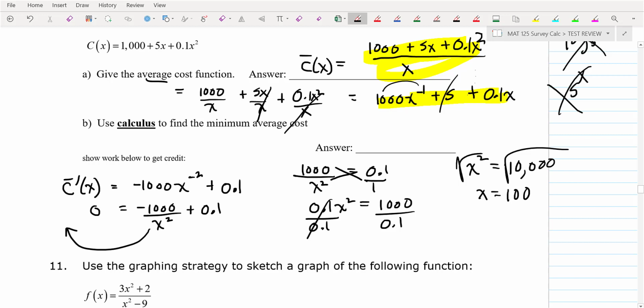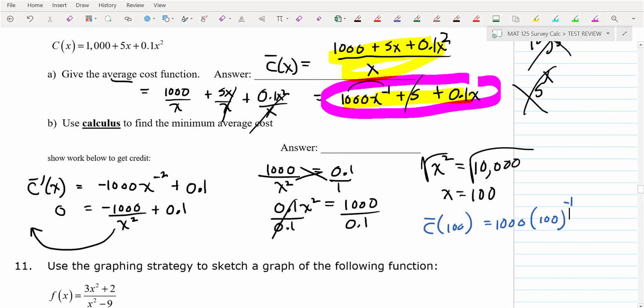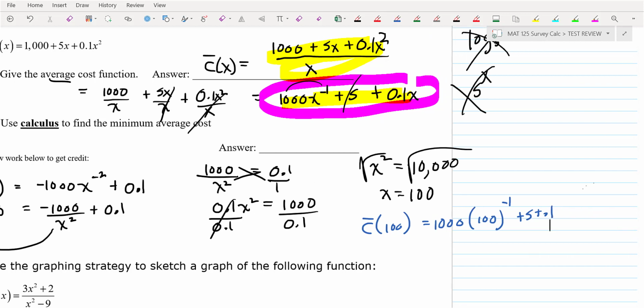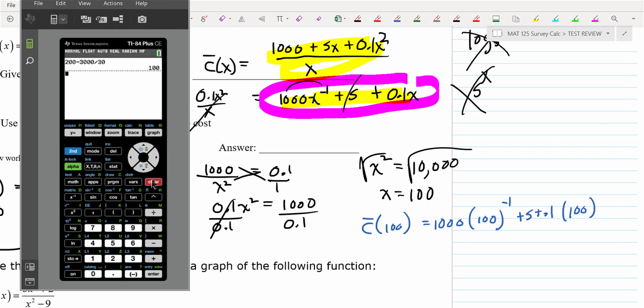Well, you got to plug it into your cost function. So the cost function, you can use that if you want to. What you would do is C bar of 100, and you can do this totally on your calculator: 1,000 times 100 to the negative 1, plus 5 plus 0.1 times 100. Again, you can put that all in one step on your calculator, and that gives you the cost. You have to pay attention to the directions. Cost is not 100. It's the money amount.